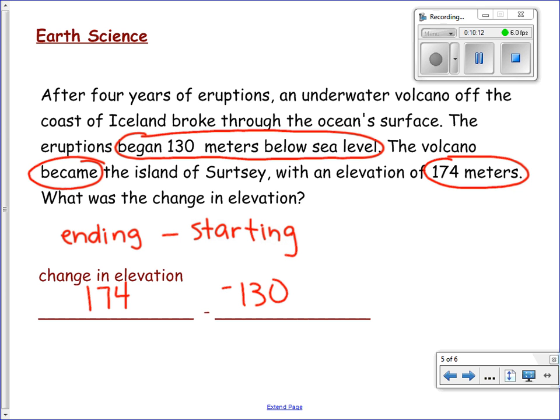So when we take that, it'll be 174, add the opposite. Your answer will be 304 meters. That is the change in the elevation for that volcano.